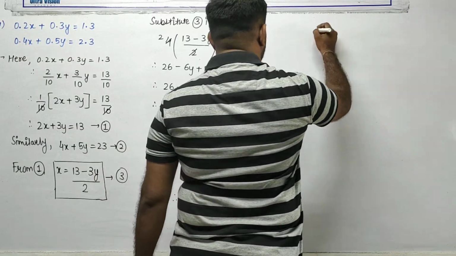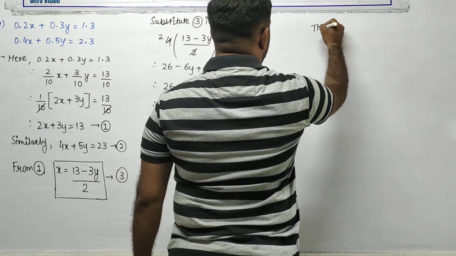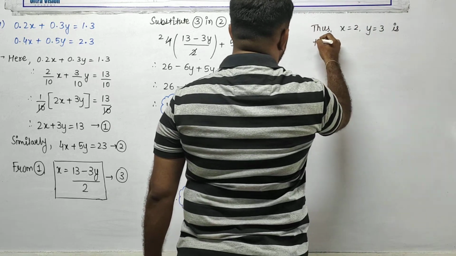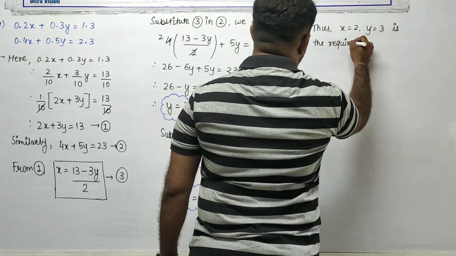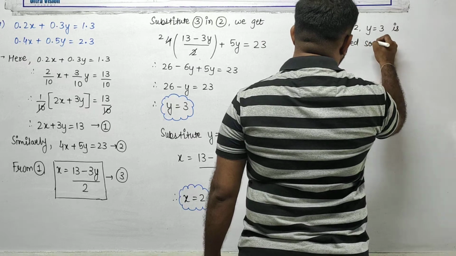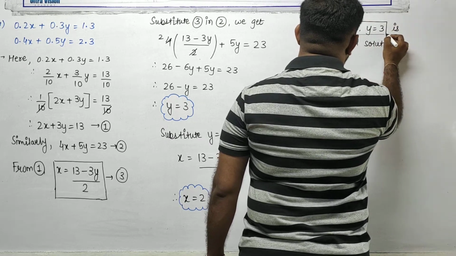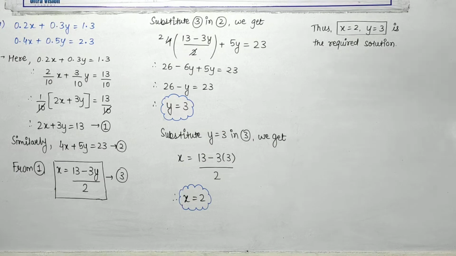Thus, we can write down x equals to 2, y equals to 3 is the required solution. Clear? So we got the required solution. That's it, that is about this question. Does anyone have any doubt?